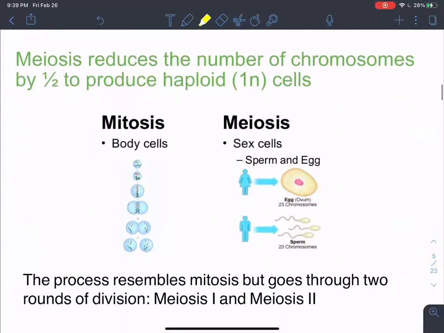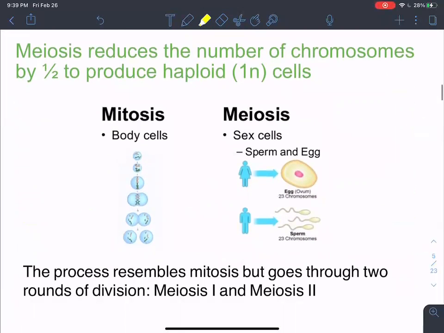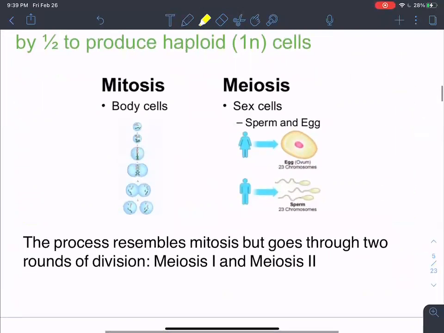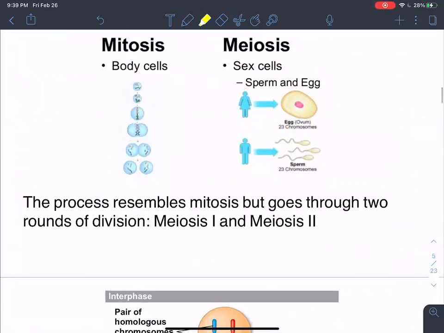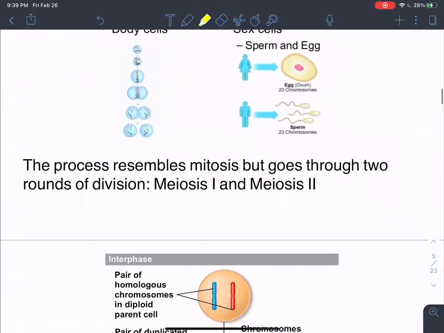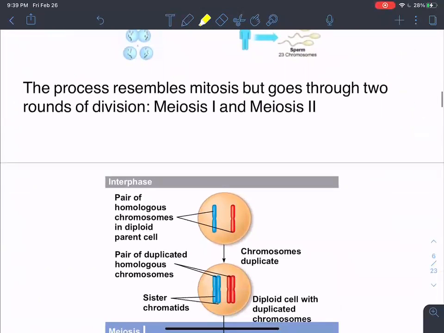Okay, so here is the difference again between meiosis and mitosis. Meiosis reduces the number of chromosomes by half to produce the haploid cell, whereas in mitosis you make two identical sister, or I'm sorry, daughter cells. So the process is going to resemble mitosis, but goes through an additional round of division. So you have a meiosis one and a meiosis two, where in mitosis it's just one round.